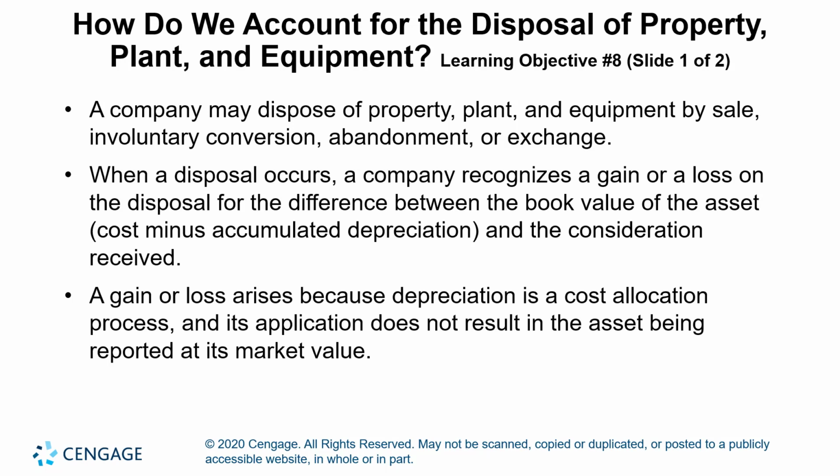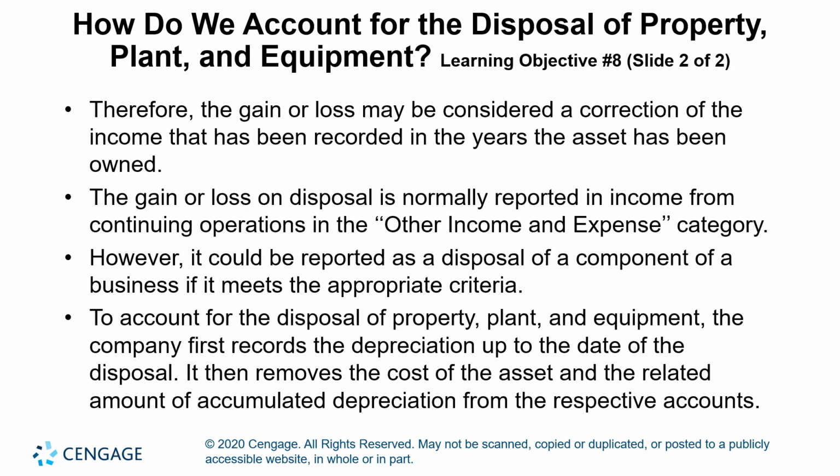To account for a disposal of plant, property, and equipment, the company first records the depreciation up to the date of disposal. It then removes the cost of the asset and related accumulated depreciation. Bean Company had a machine that originally cost $10,000. It has accumulated depreciation of 7,000 at the beginning of the year, and it's being depreciated 1,000 per year. They sell the machine for $1,200 on September 30th. They must bring depreciation up to date. So they had 9 months.